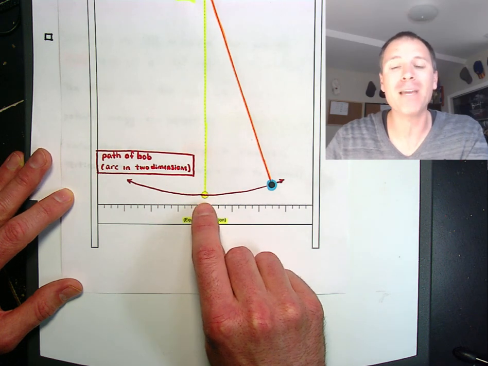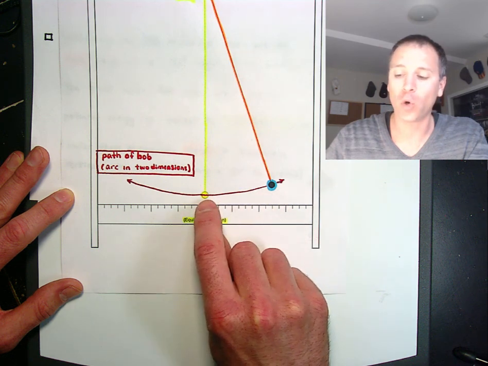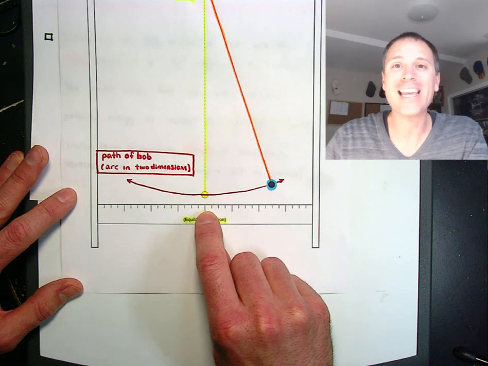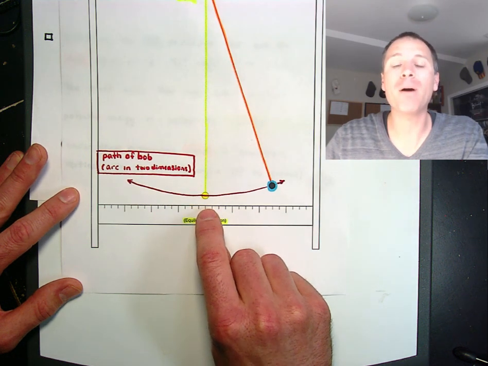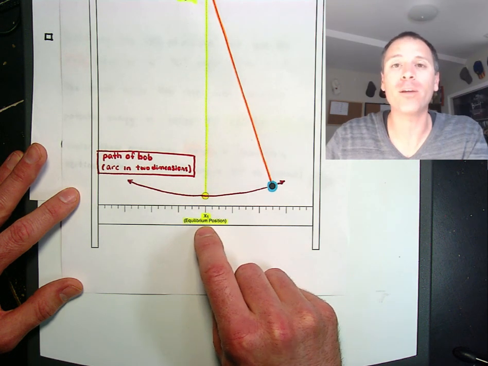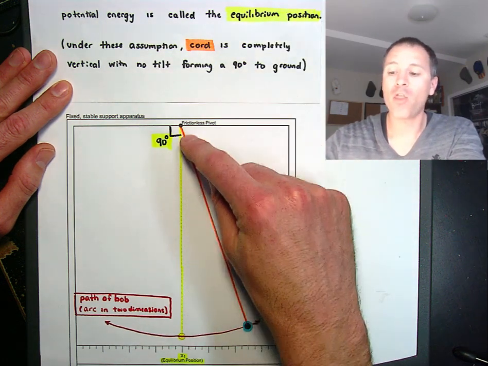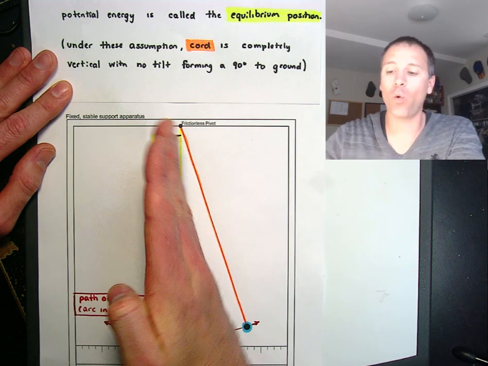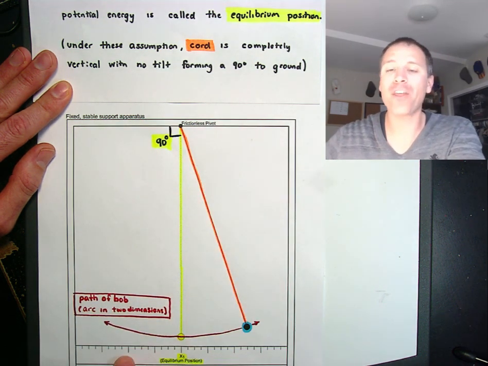And what I mean by minimum potential energy: when that mass is down towards the ruler, the height of the mass away from the ground below it is the smallest. Physicists say that that is the minimum potential energy. That is one way we're going to categorize the equilibrium position of this system. Notice that under this definition of equilibrium, the chord at that position is completely vertical, doesn't tilt one way or the other, and it forms a 90-degree angle with the ground below it.